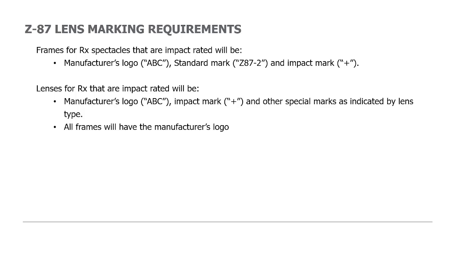Frames for your eyeglasses, spectacles that are impact rated, need to have the manufacturer's logo, then the standard mark, which is Z87-2, and then the impact mark, which is your plus. And then the impact rated lenses will have the manufacturer's logo, then the impact mark, the plus, and then any other special marks that are indicated by the lens type. But all frames are going to have the manufacturer's logo.